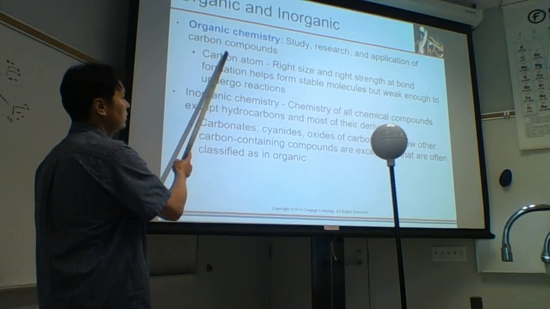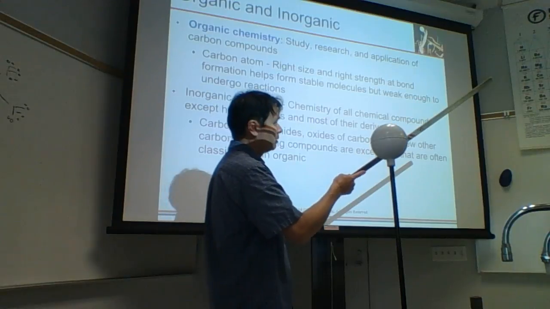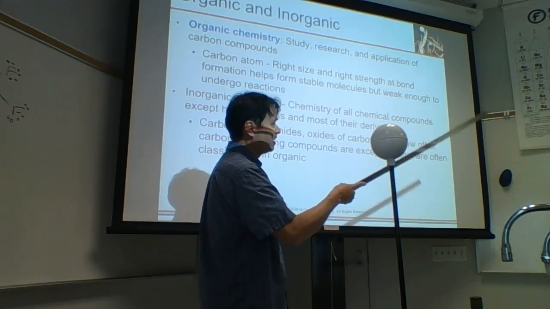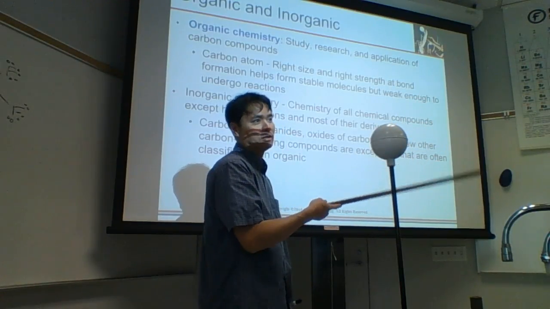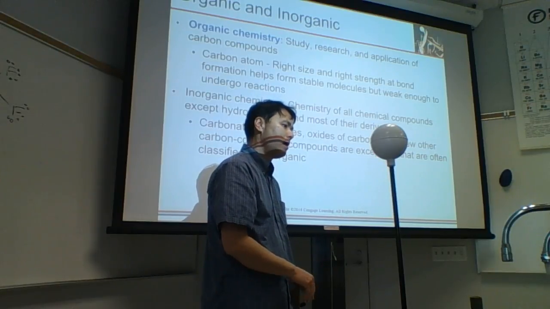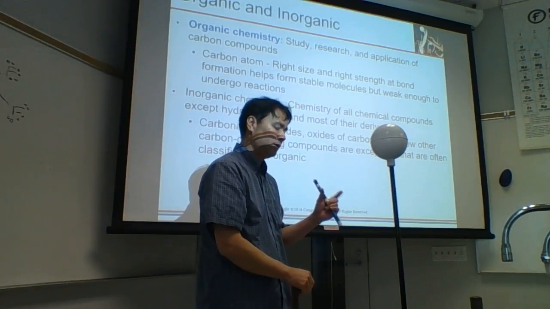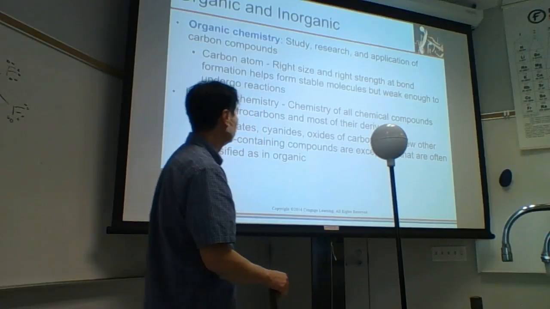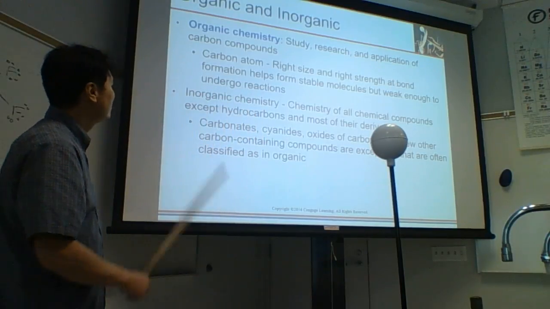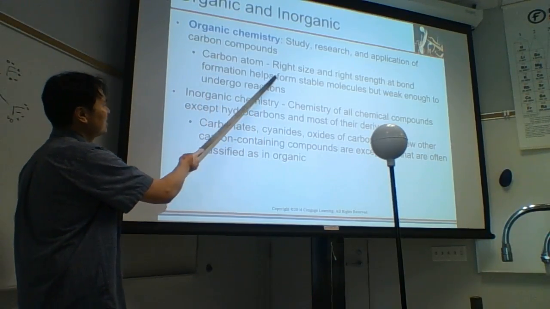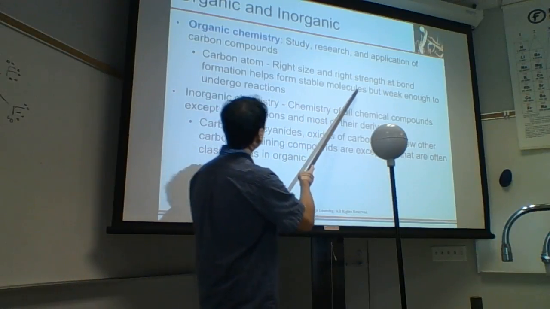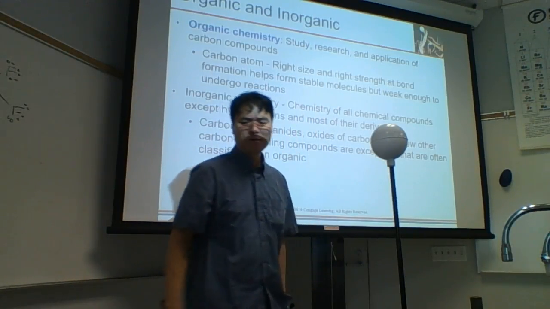So organic chemists study carbon. Inorganic chemists study everything else. But everything else in the periodic table is actually a small number of compounds compared to organic. And so carbon has the right size and right strength of bond formation.